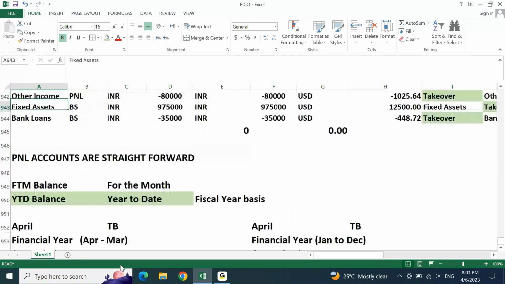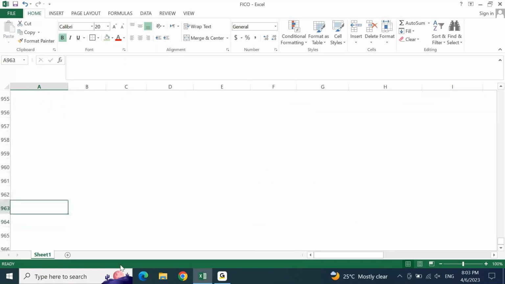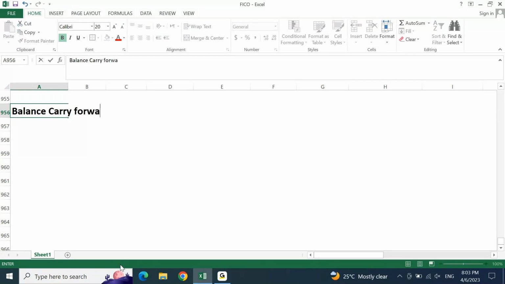Now, there are two types of things. There is something called balance carry forward. Any idea what is balance carry forward? P&L balance carry forward to balance sheet. Last year was one fiscal year, this year is another fiscal year. And open items need to be carried forward. In SAP terms, retained earnings account.